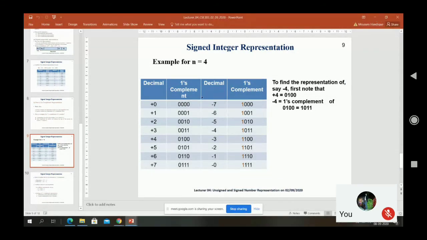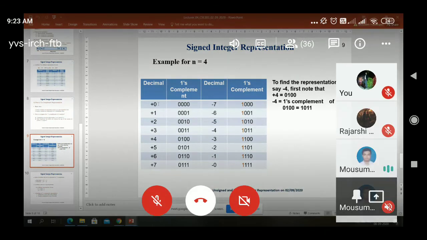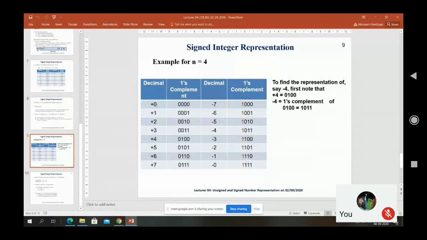See here, this is the ones complement table. We are discussing the two's complement table, but for your understanding I am using this one again. See here, plus 0 is 0, 0, 0, yes or no? What is the first complement of plus 0? It is 0, 0, 0, because we are using n equal to 4, only 4 bits.